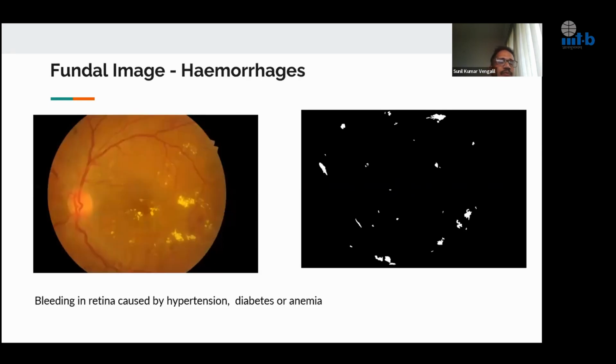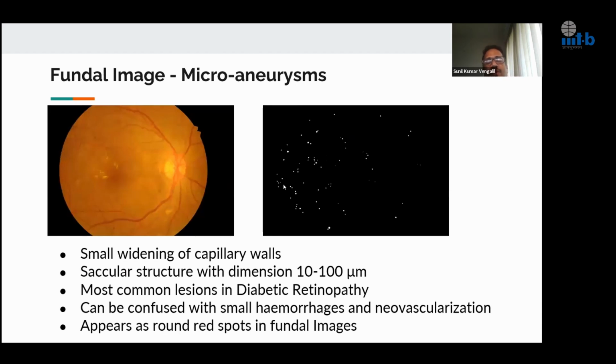Another anomaly visible in a fundal image is called hemorrhages, which is bleeding from the retina. Here the red patches highlighted over here are the hemorrhages. This is another example of hemorrhages. Now, another very tiny anomaly, and I would say the most challenging to segment in a fundal image, are called microaneurysms, which happen due to small openings of the capillary walls. These are 10 to 100 micrometers in dimension.